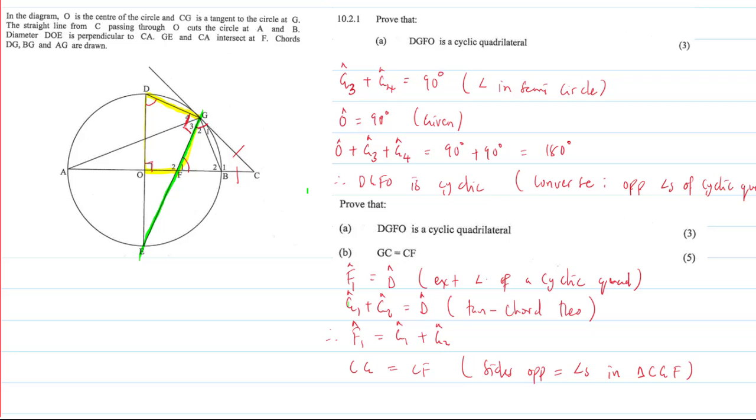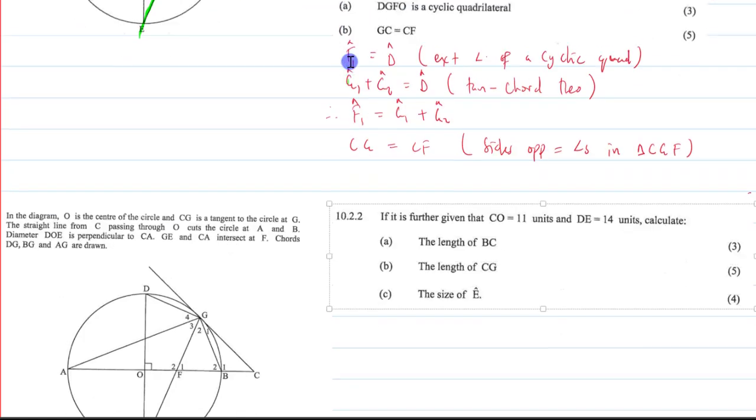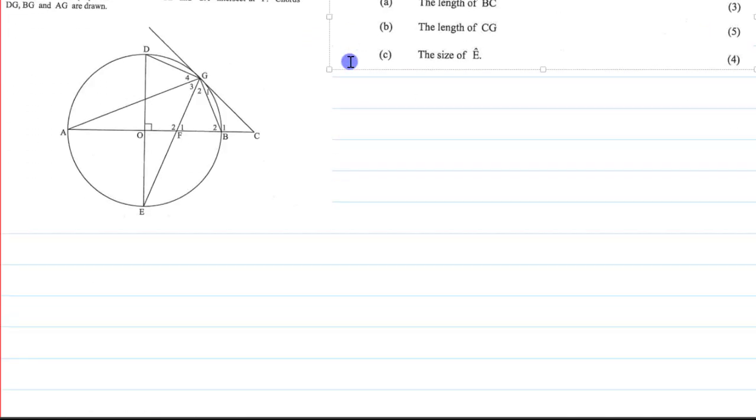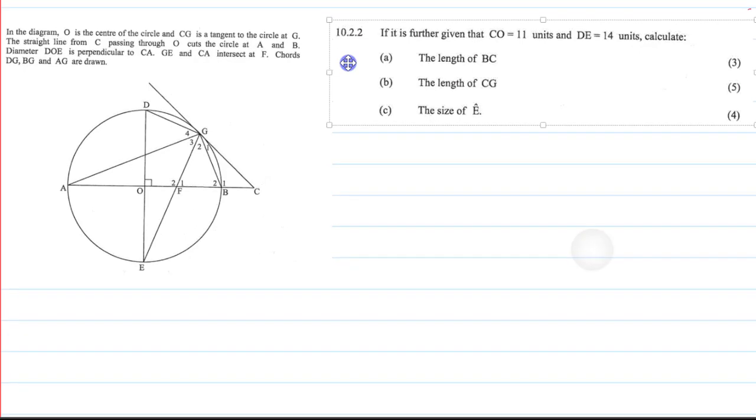I also hope that you managed to get the solution to that one. Okay, for the next set of questions, I'm going to need to make a bit more space here. So if I scroll down, I've copied the diagram so that there is ease of reference as we proceed with the question. So we are told that it is further given that the line CO is equal to 11 units and DE is equal to 14 units.